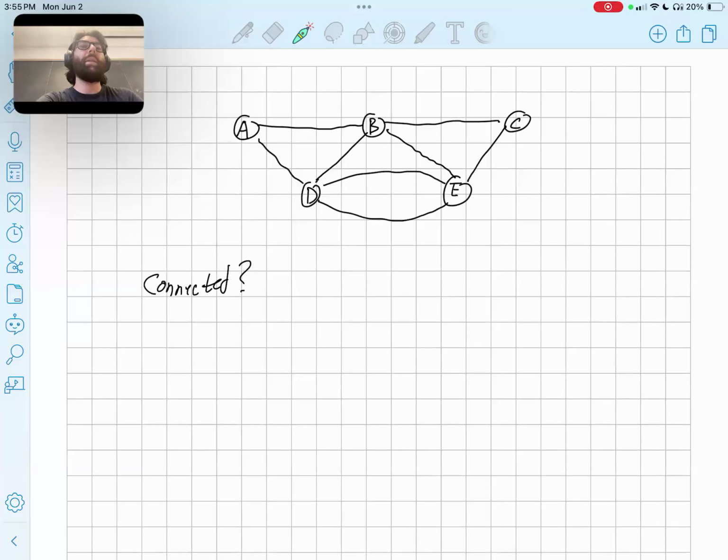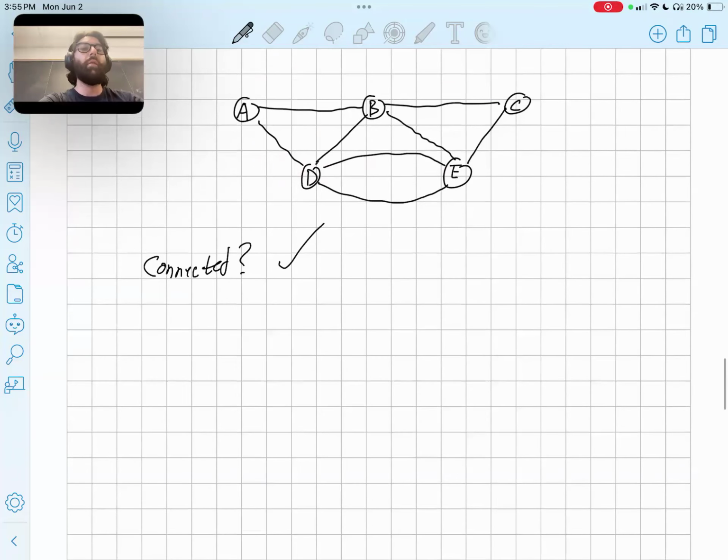Well, can we get from A to any other vertex? I can get from A to B. I can get from A to C. I can get from A to D. I can get from A to E. And so, yeah, I can get from A to any other vertex, so I am connected.